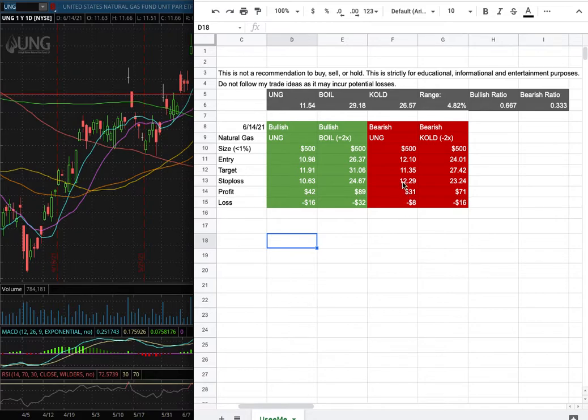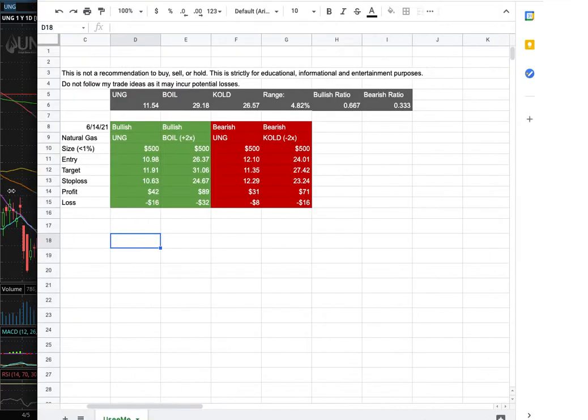However, if I were to open a short position, my entry is at $12.10. My sell target is at $11.35, and my stop loss is at $12.29. So whichever entry price were to hit first, that will be my position of the week.